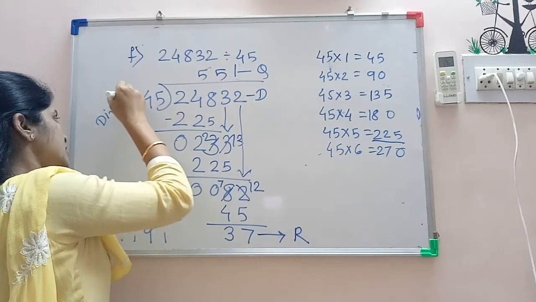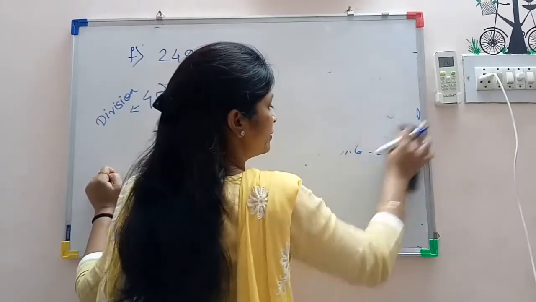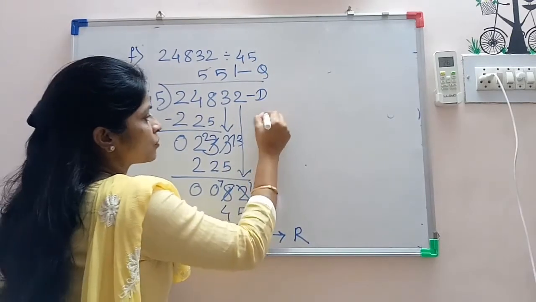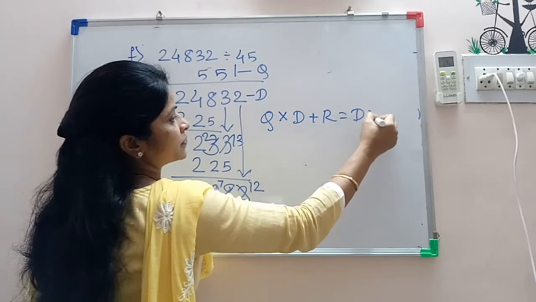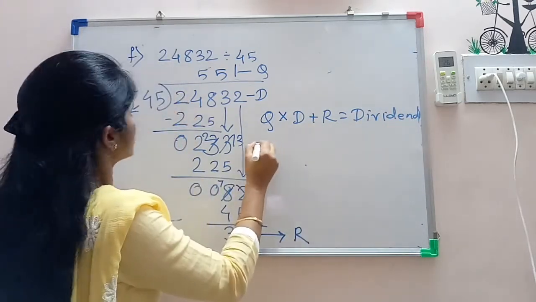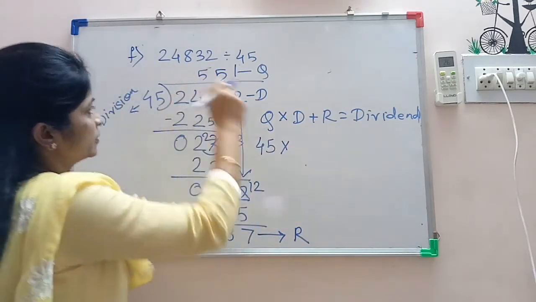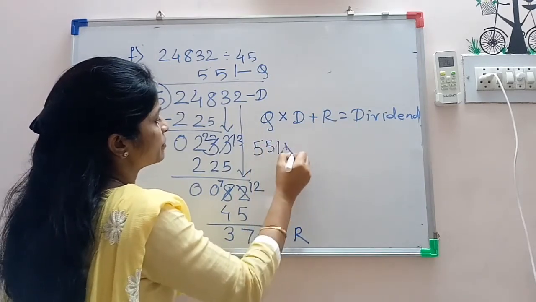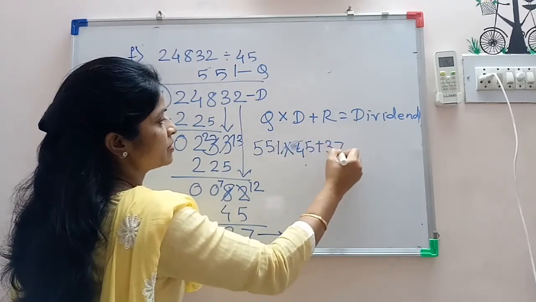Now whether it is correct or not, for that we will check it by doing the multiplication method. Quotient multiplied by divisor plus remainder, you will get dividend. Now what is the quotient? Quotient is 551 multiplied by 45 plus 37 remainder.